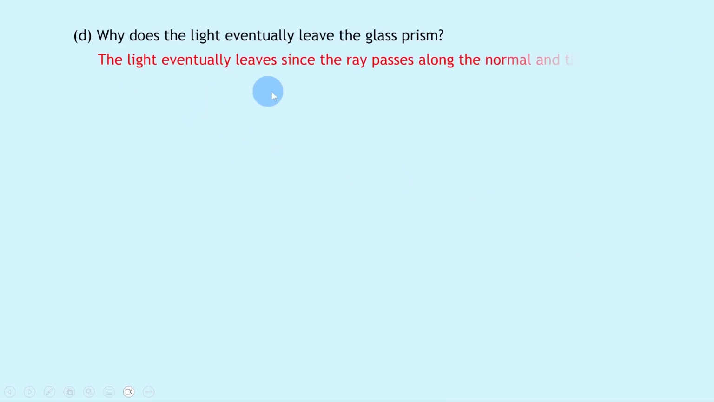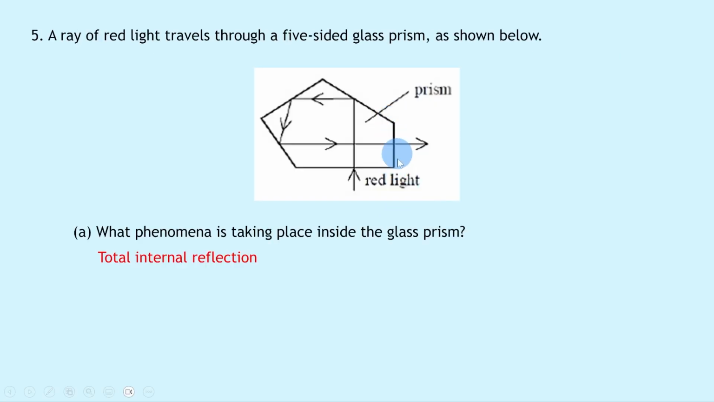Well, we can say that the light eventually leaves since the ray passes along the normal and therefore travels straight through one of the sides. So let's look back at the diagram to see this. If you look at this side of the prism where the light passes through, you could draw a normal at 90 degrees to this flat surface, and if you did that, it would just be straight along in the middle here.